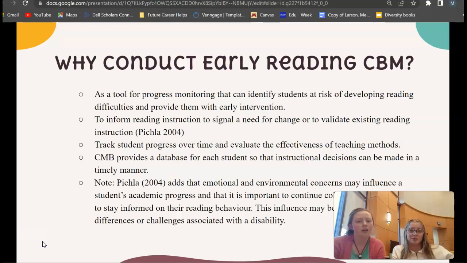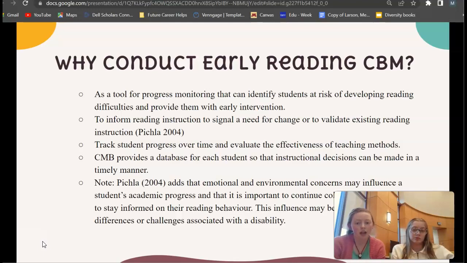Conducting early reading CBMs is important because they are used as a tool for progress monitoring that can identify students who are at risk or near risk of developing reading difficulties and provide them with early intervention. They're also used to inform reading instruction, to signal a need for change, or to validate existing reading instruction. They're also used to track student progress over time and evaluate the effectiveness of teaching methods. CBMs provide a database for each student so that instructional decisions can be made in a timely manner.